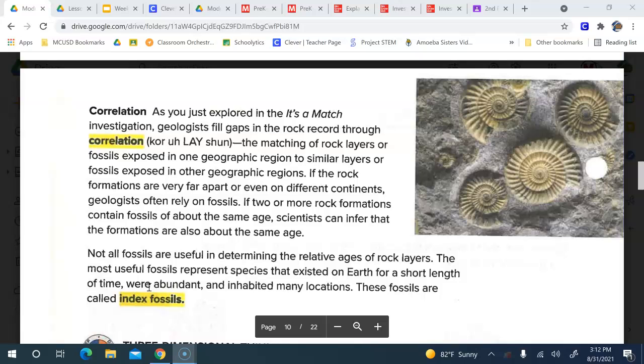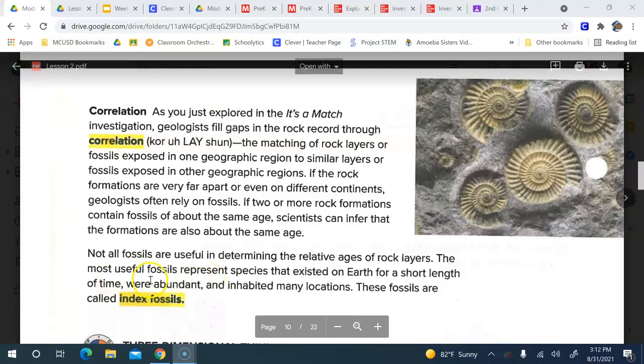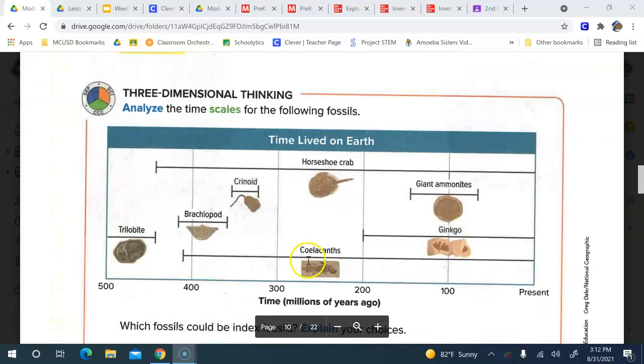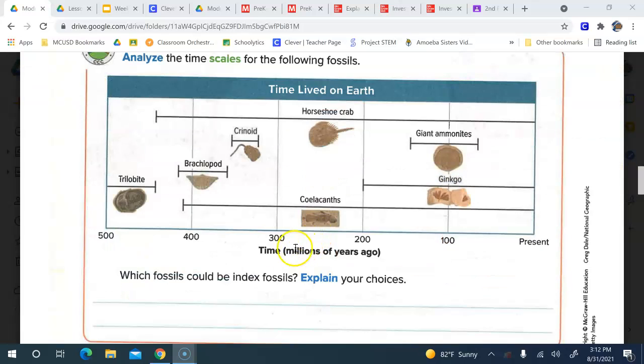Not all fossils, though, are useful in determining the relative ages of rock layers. So what we're really looking at is index fossils. They existed on Earth for a short length of time. They were abundant, and they inhabited many locations. So let's look at this three-dimensional thinking. Looking at the time scales for the following fossils, which fossils could be index fossils?